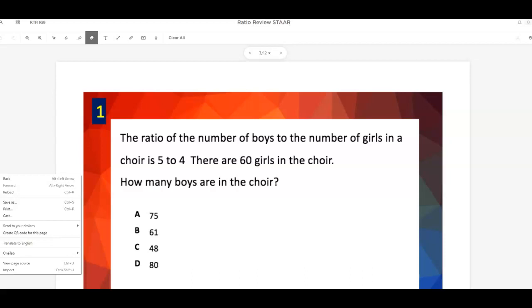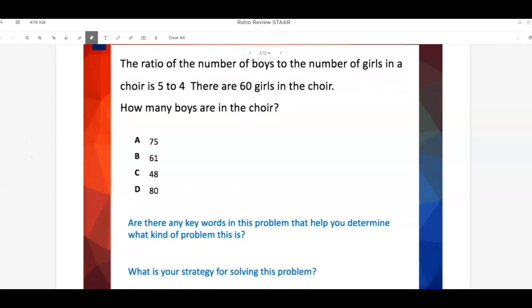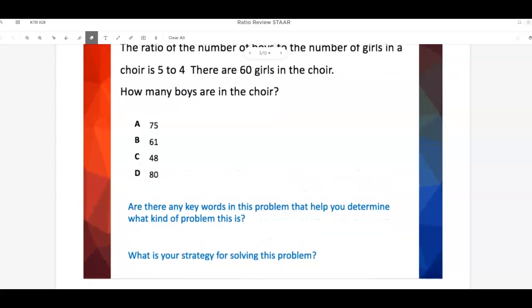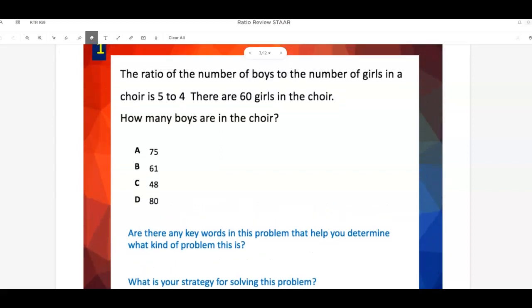All right. So on the bottom of my questions, when it applies, I put like a little extra question in there for you. Like this one is, are there any keywords in this problem that help you determine what kind of problem this is? Also, what is your strategy for solving this problem? Now, some of my strategies are right up here. What you're using today is proportions. But you also might use estimation, eliminating wrong answers, and logical thinking. Okay?